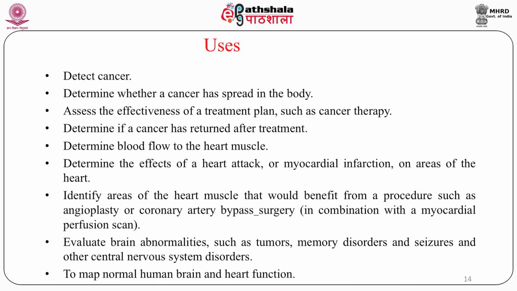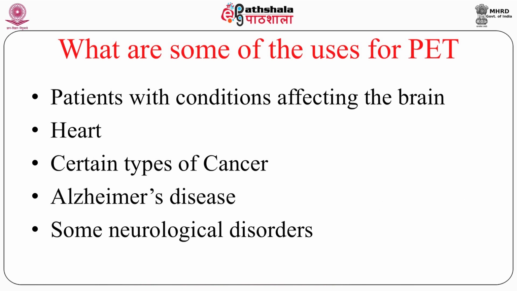Evaluate brain abnormalities such as tumor, memory disorders, seizures and other central nervous system disorders. As I have shown you in the previous slide, it clearly shows that if a person is seeing words, or is in attention, or in hearing mode, particular parts of the brain get activated. In this way you can find out whether the patient is suffering from seizure or any kind of brain abnormality, because you are able to diagnose at the cellular level, to map normal human brain and heart functions.